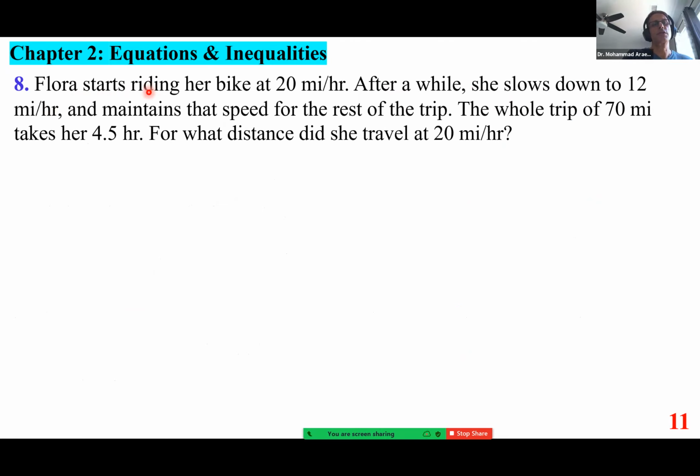Flora starts riding her bike at 20 miles per hour. After a while, she slows down to 12 miles per hour and maintains that speed for the rest of the trip. The whole trip of 70 miles takes her 4.5 hours. For what distance did she travel at 20 miles per hour? This is a class of problem known as a motion problem.